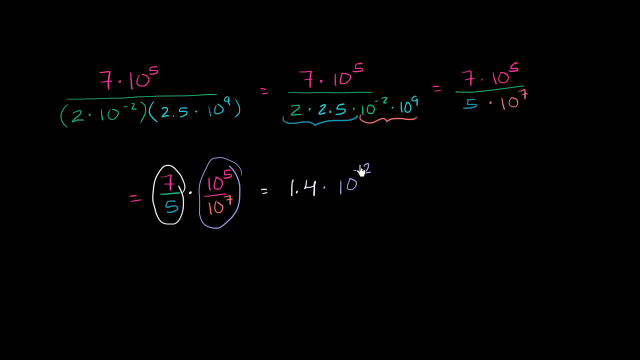Now, are we done? Have we written what we have here in scientific notation? It looks like we have. This value right over here is greater than or equal to 1, but it is less than or equal to 9. It's a digit between 1 and 9, including 1 and 9. And it's being multiplied by 10 to some power. So it looks like we're done. This simplified to 1.4 times 10 to the negative 2.